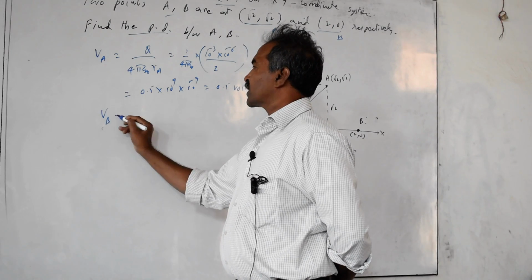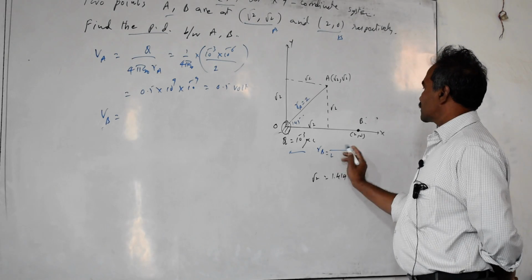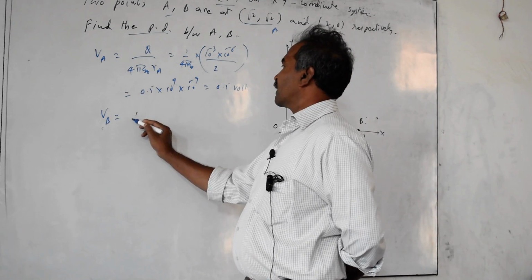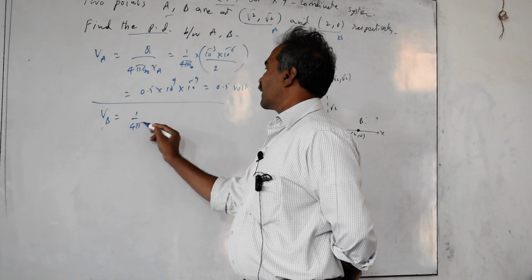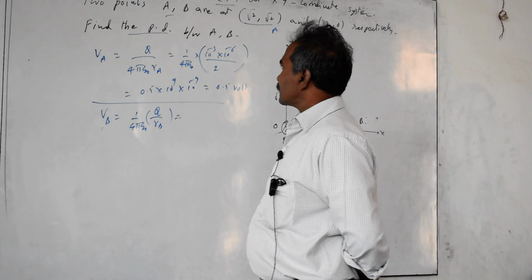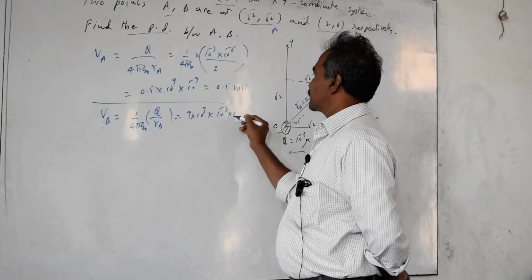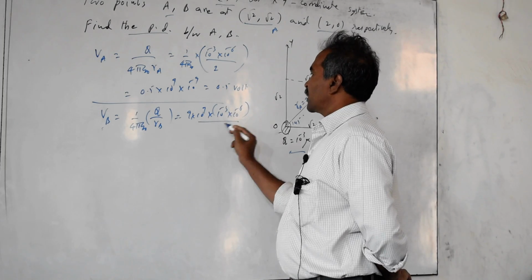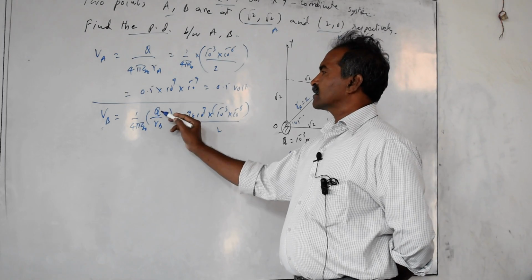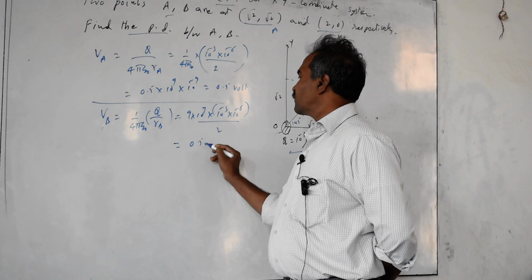Next is VB, if you check. For VB the distance is only 2 units. So we get 1 by 4 pi epsilon naught into Q by RB, which is also 9 into 10 to the power of 9 into 10 to the power of minus 3 into 10 to the power of minus 6 by 2. But checking the values, we can see this constant Q is the same, R is the same, and then the potential is also the same. This is also equal to 0.5 volts.